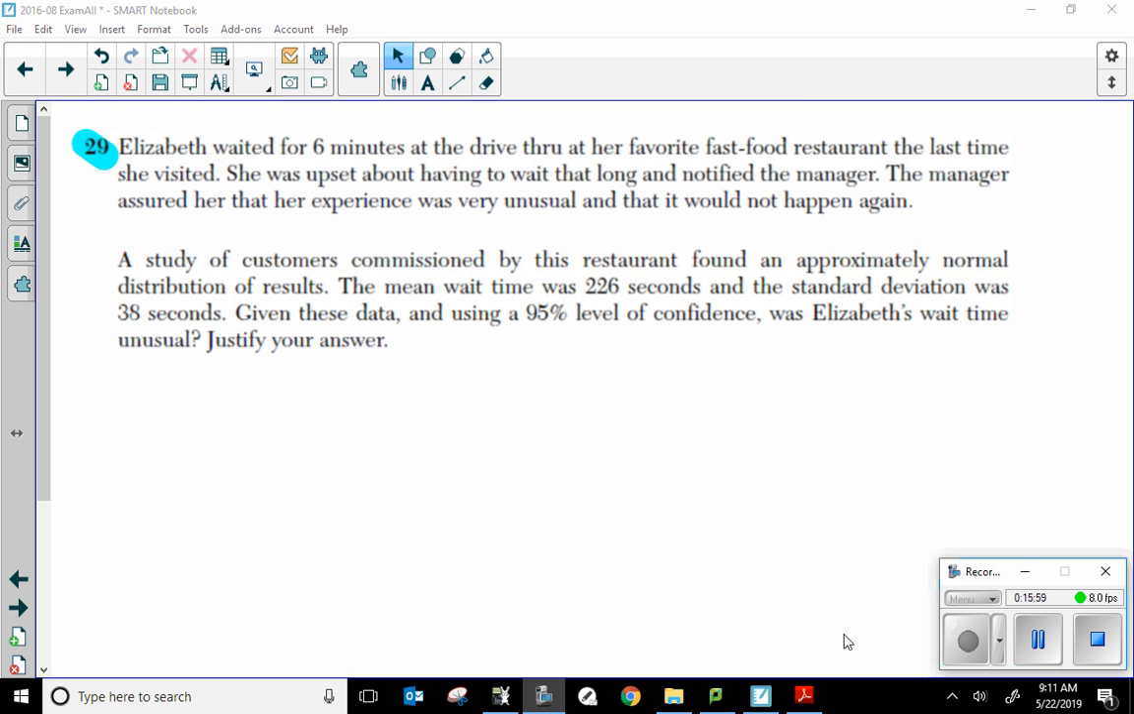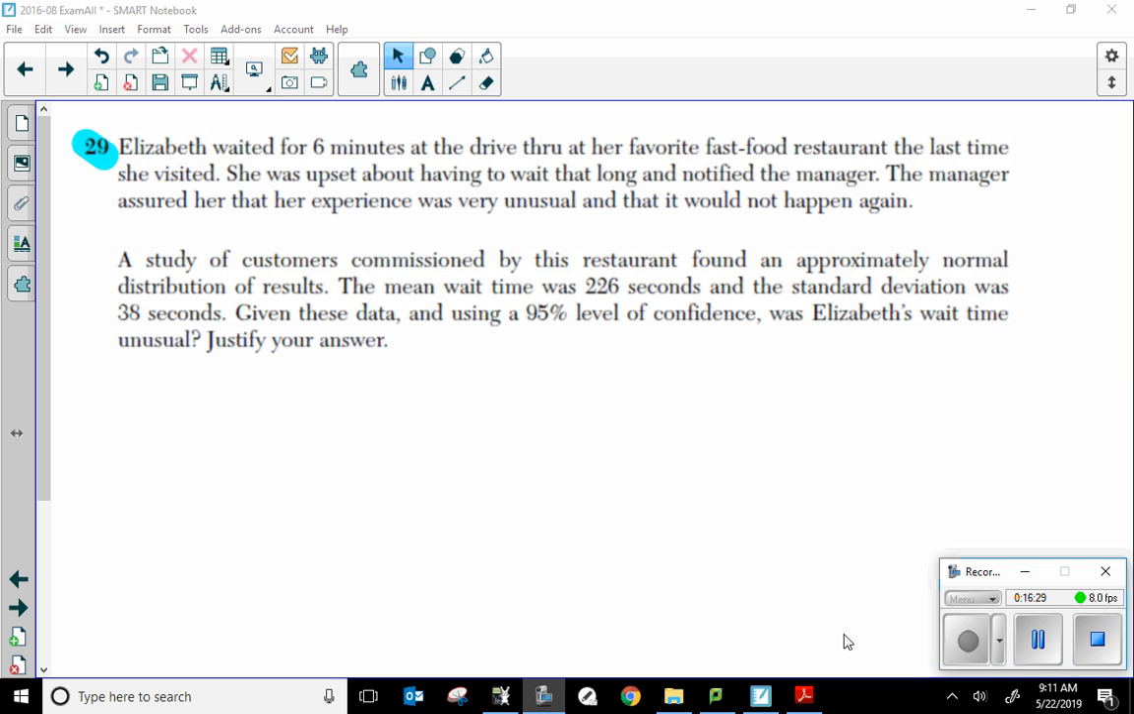You know, I like problem number 29. I don't like the 2 paragraphs, but I like the math behind it, and if you just read the problem, it's not too bad at all. So number 29 says, Elizabeth waited for 6 minutes at the drive-thru at her favorite fast food restaurant the last time she visited. She was upset about having to wait that long and notified the manager because, hey, who needs to wait that long for a Baconator? Am I right?